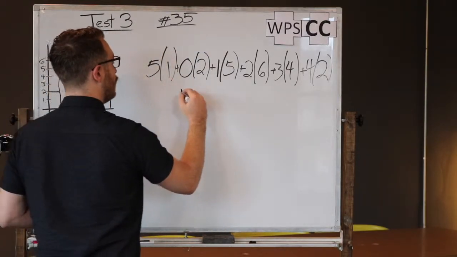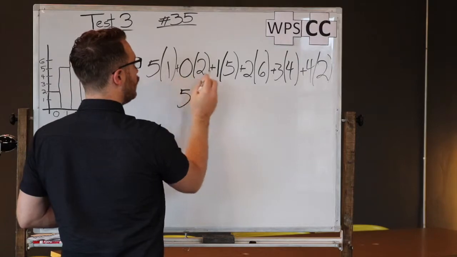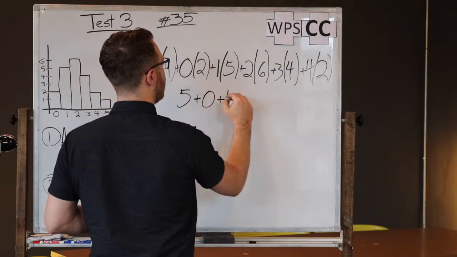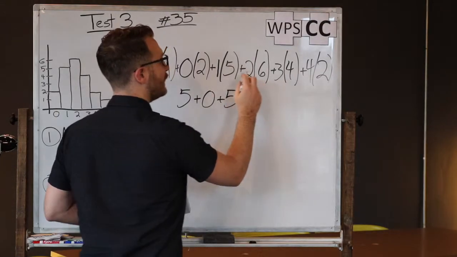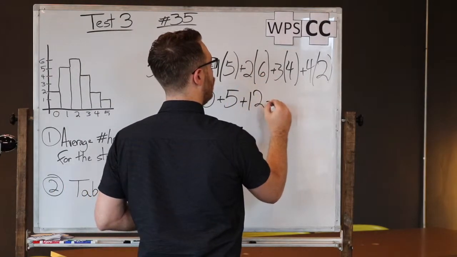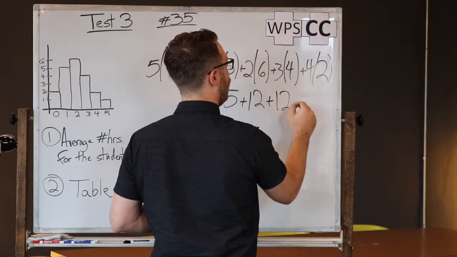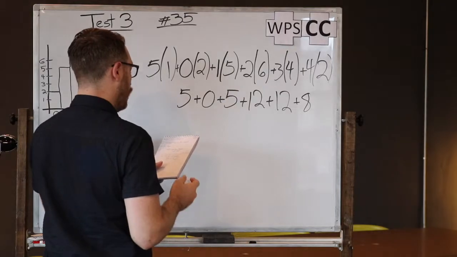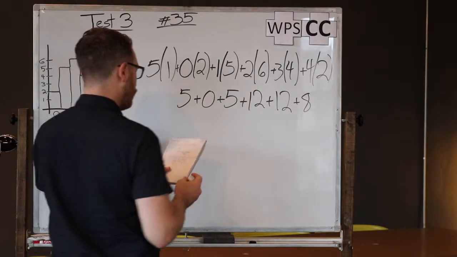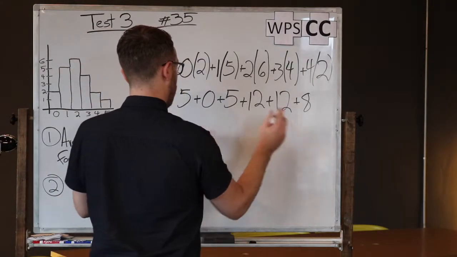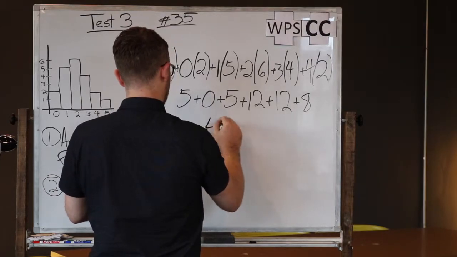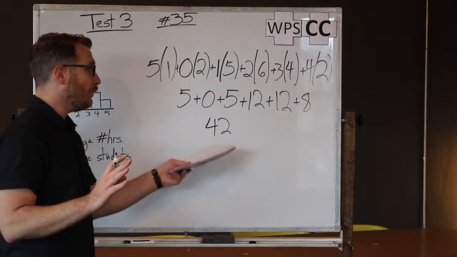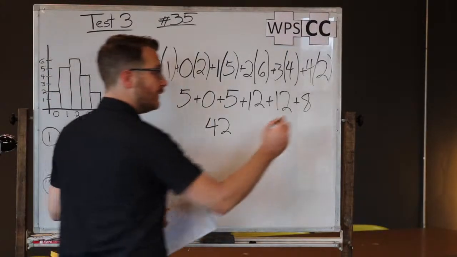So 5 times 1 is 5. 0 times 2 is still 0, so I'm just going to skip that one entirely. And then I have 1 times 5 is 5, plus 2 times 6 is 12. 3 times 4 is also 12, and 4 times 2 is 8. So if I add all of those together, I will end up with 42 hours. Now, that's the total number of hours all the students studied.